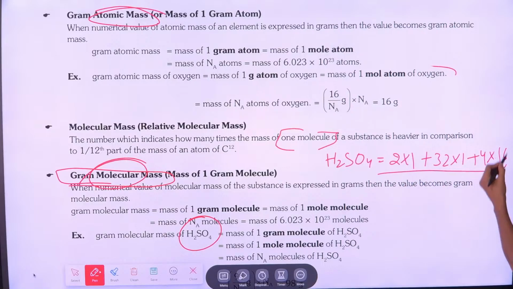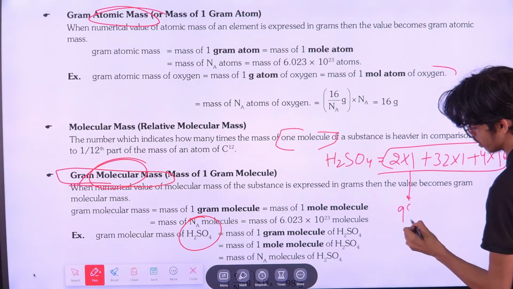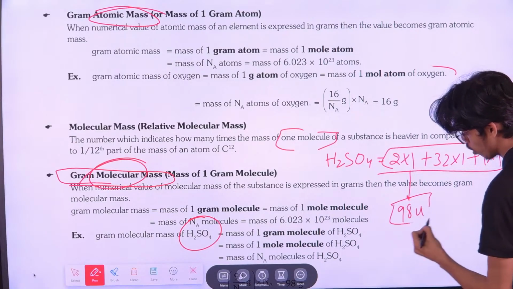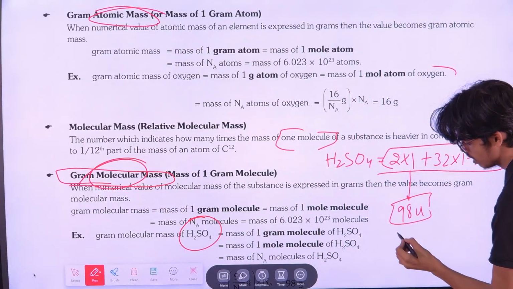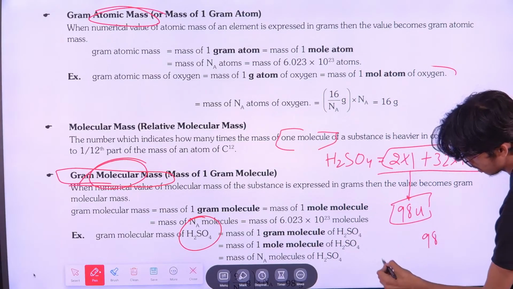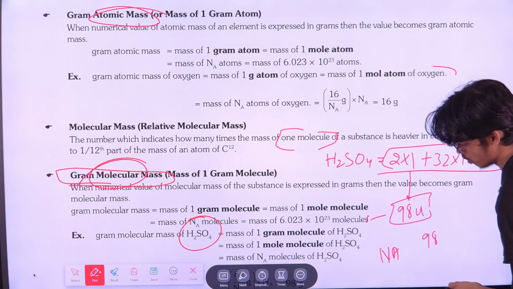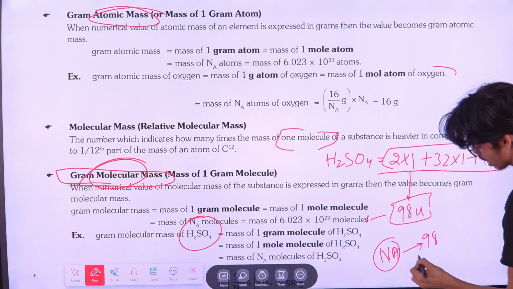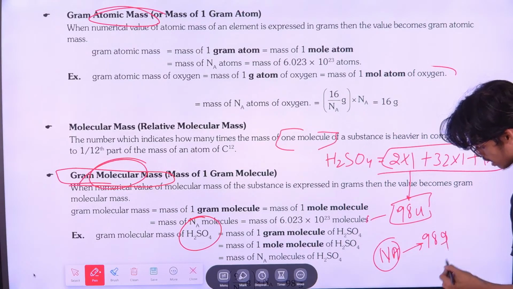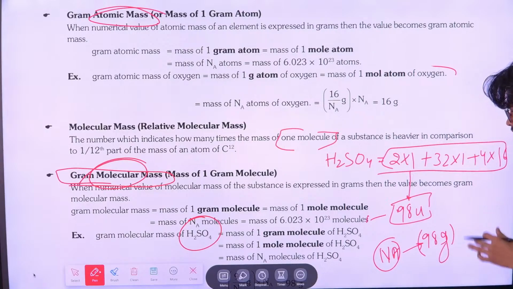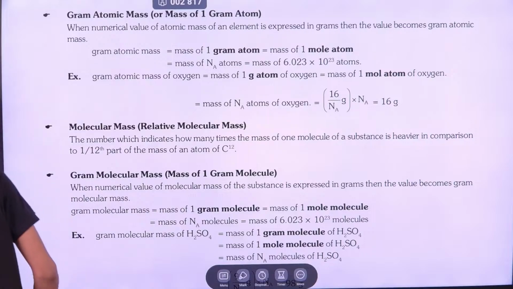The molecular mass is 98 units. This is molecular mass, and the gram molecular mass is the mass of Na number of molecules. This is the mass of one molecule. Then the mass of Na molecules is 98 grams, which is equal to the molecular mass but in grams. Understandable? Now this is just the easy part. Let's get over it.